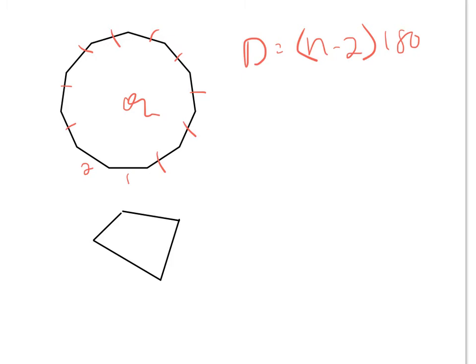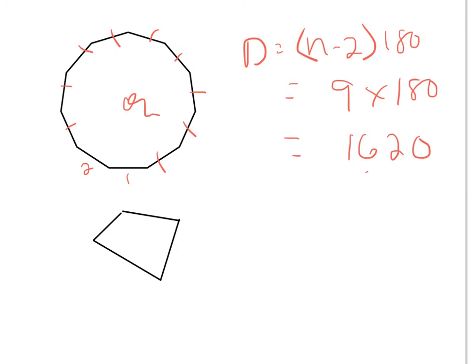11 minus 2 is 9. So I have 9 times 180. I can't do that in my head. Hold up, give me a second here. 1800 minus 180 is 1620, I think. You guys can check my math.